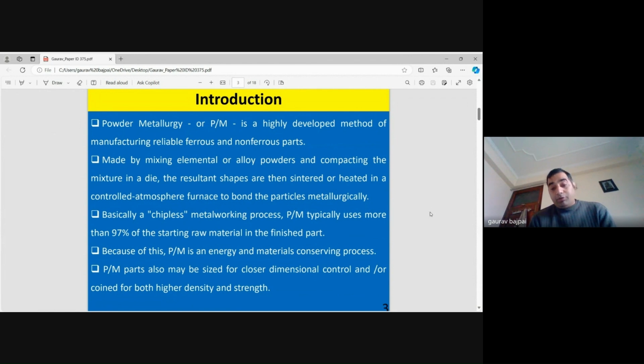Basically, it is one of the most advantageous processes because it is a chipless metal working process. Powder metallurgy typically uses more than 97% of the starting raw material in the finished part. This is one of its biggest advantages, and it is also an energy and material conserving process. That is why people are nowadays adopting powder metallurgy, and it also gives very high density and strength.